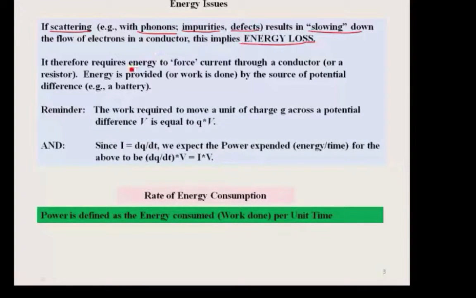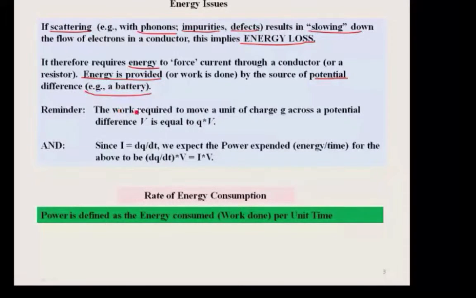Therefore, it requires a force or energy to cause current to flow through a conductor. That includes resistors, which are just poor conductors. Where is this coming from? Well, energy is provided, or work is done, by the source of potential difference. As we will talk about, we could use things like batteries to do that.